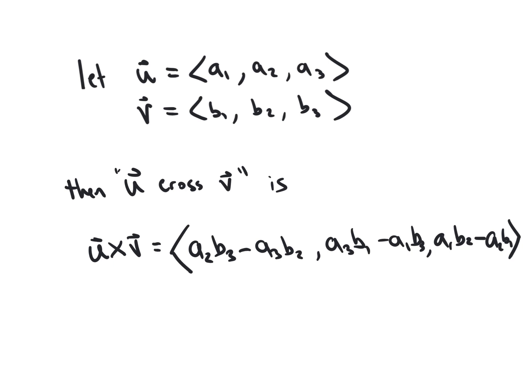So there is a formula for this, and it says that u cross v, which is how we say it, and we write it u x v, is equal to, and then it's this kind of mess: a2b3 minus a3b2, a3b1 minus a1b3, a1b2 minus a2b1, and yuck. That's kind of gross. So, sure, you can memorize that if you want. I don't recommend it. I've got a better way.